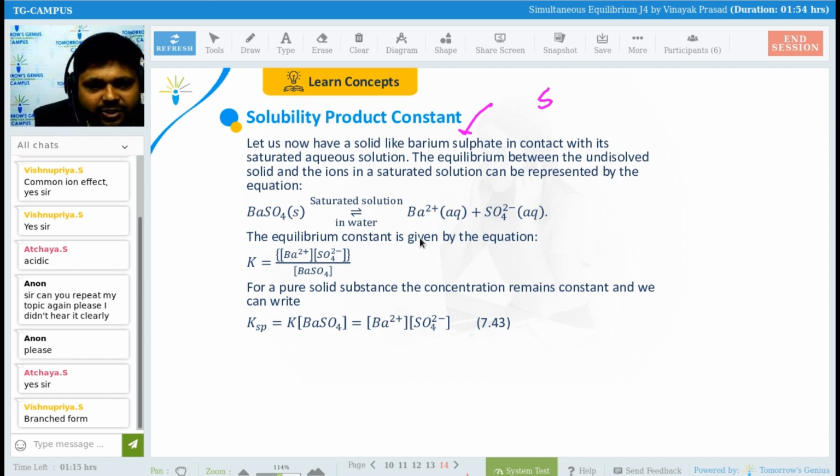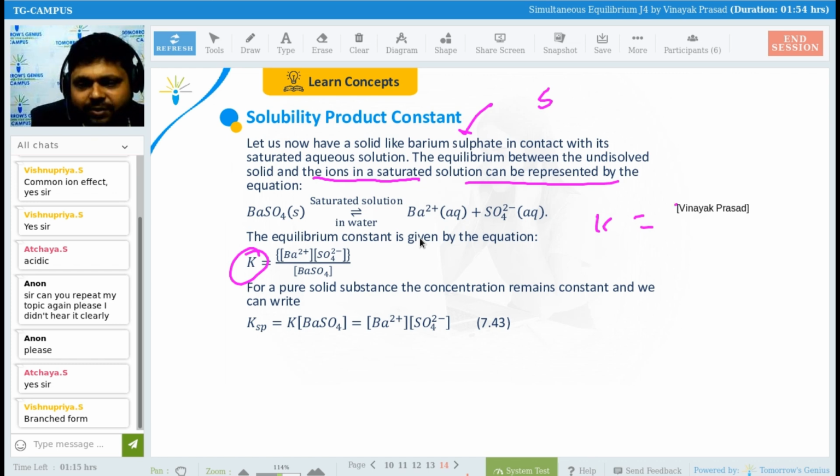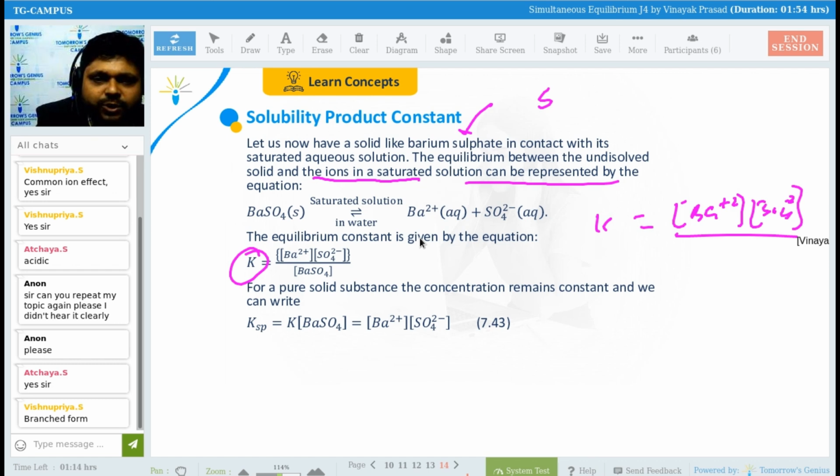It's a saturated solution. The equilibrium between the undissolved solid and the ions in a saturated solution can be represented here. If we have to find the K value, then what will we write? The concentration of Ba2+ and SO4 2-, right? If we have to find K or Kc, what will you write? The concentration of Ba2+ and the concentration of SO4 2-, right, guys? Upon what? Upon the concentration of BaSO4.